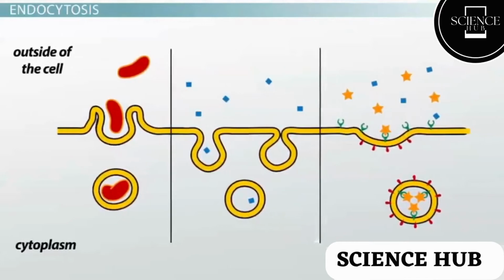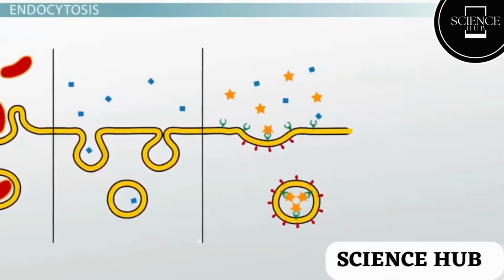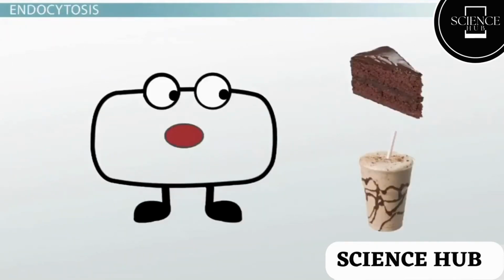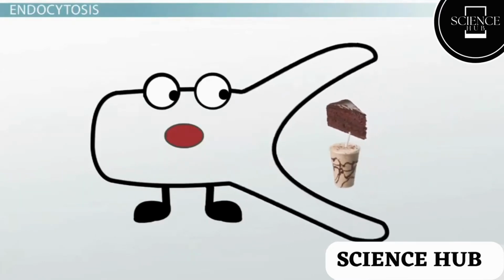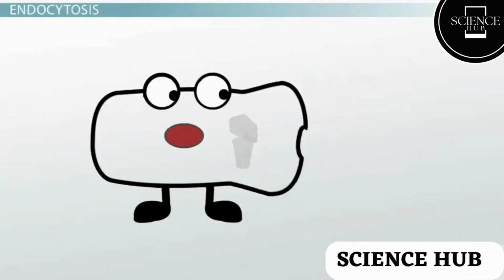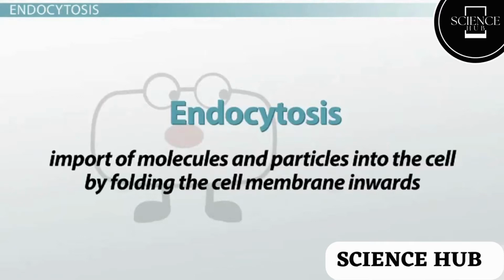In addition, we'll discuss how a cell digests these items and what happens to the leftover food that can't be digested at all. In order to be able to chow down on substances in its environment, a cell will actually engulf its surroundings, folding its cell membrane around whatever it wants to ingest as if it's taking a giant bite. This process is called endocytosis, or the import of molecules and particles into the cell by folding the cell membrane inwards. The prefix endo means within.